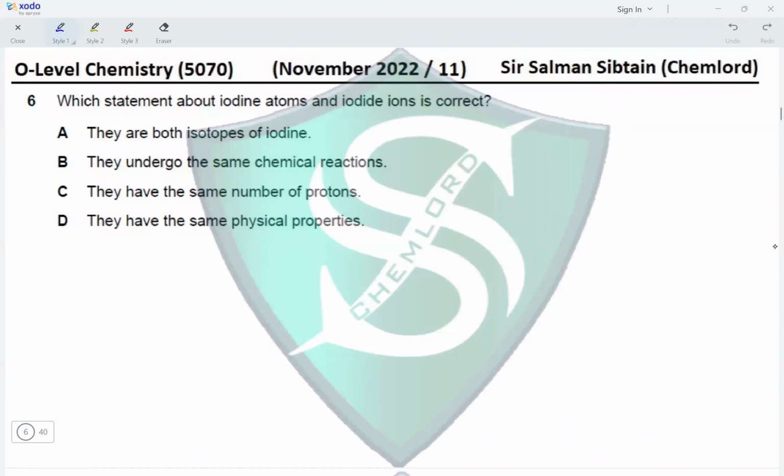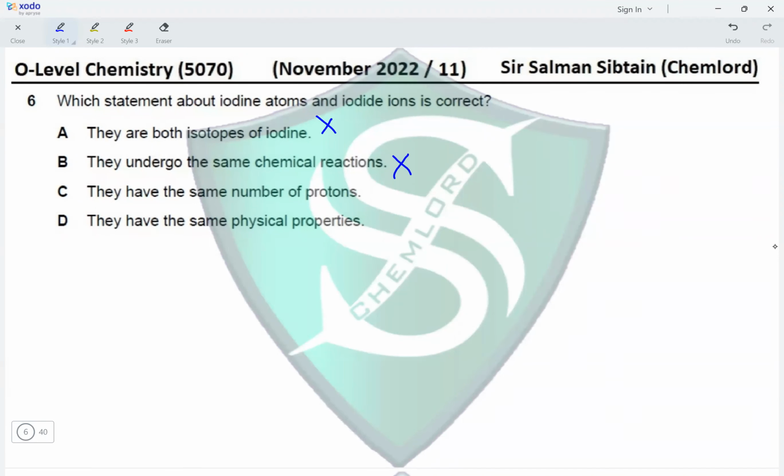Question 6. Which statement about iodine atoms and iodide ions is correct? They are both isotopes of iodine. No, one is an atom, the other is an anion of iodine. So option A is incorrect. Option B, they undergo the same chemical reactions. Iodine is reduced to iodide ions, whereas iodide ions are oxidized to iodine. So they are not undergoing the same chemical reaction.